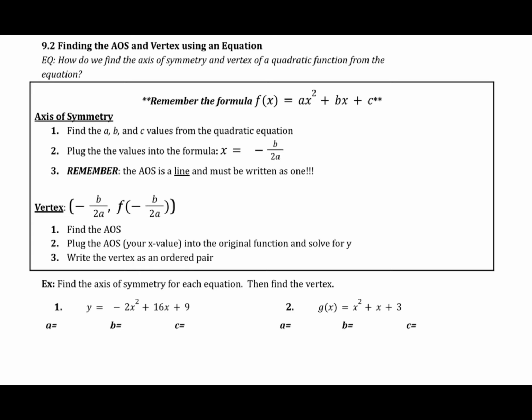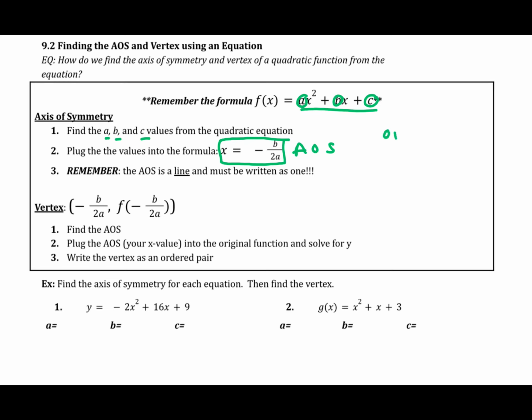Just as a reminder, a quadratic function is a function of the form ax squared plus bx plus c, where a is not 0, otherwise it wouldn't be a degree 2 function. When finding the axis of symmetry, we're first going to identify a, b, and c from the quadratic function itself. Then we're going to plug those values into this formula to calculate the axis of symmetry, which I'm going to abbreviate as AOS.